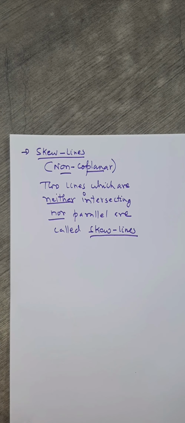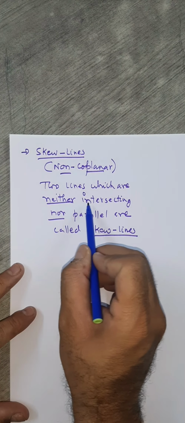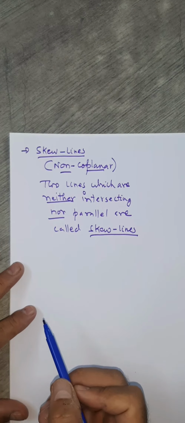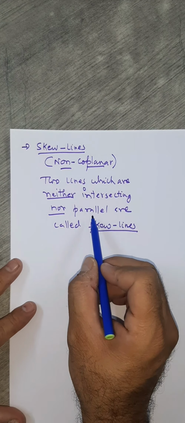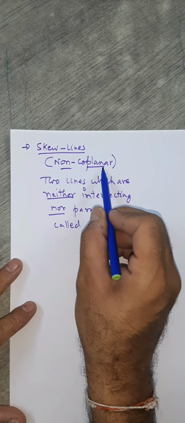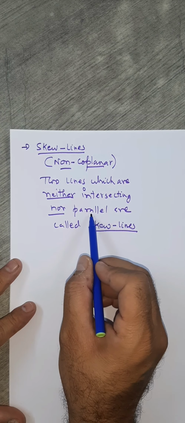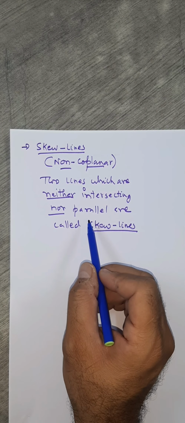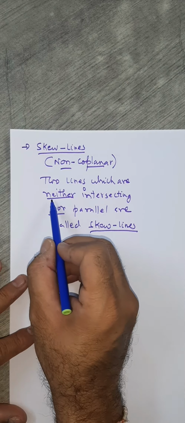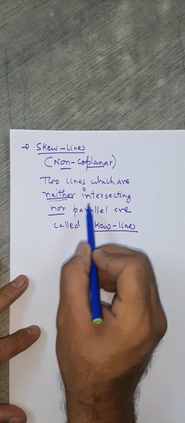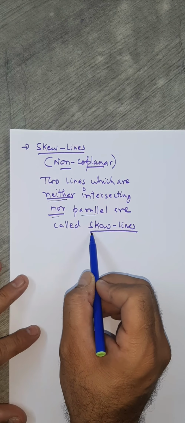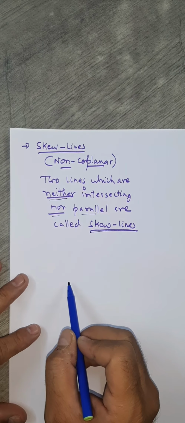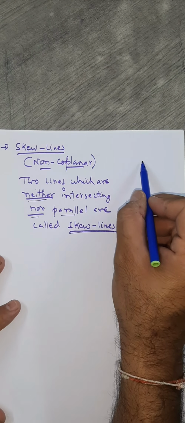If two lines are in the same plane, then either they intersect or they are parallel. Coplanar lines means either they are intersecting, or parallel, or identical. These are the only possibilities. Here we are saying that they are not intersecting as well as not parallel, and such lines are called skew lines. They are in different planes.